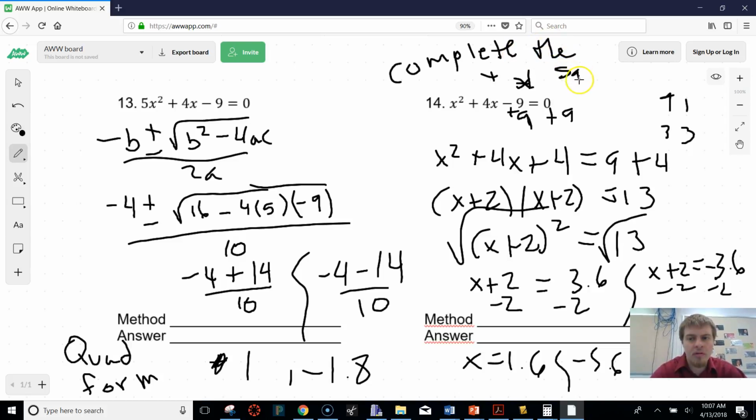And the reason it's called that is because this number would not factor before, so we had to complete it. We had to fill it in so it will factor. Okay? Let's try the next problem.